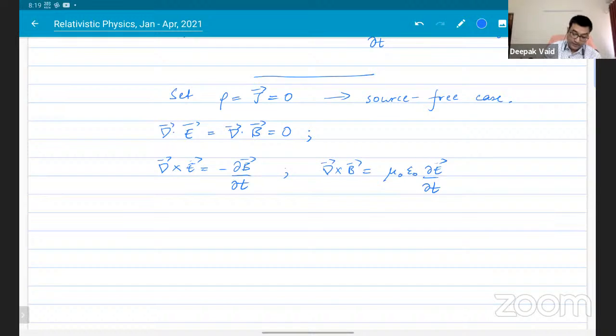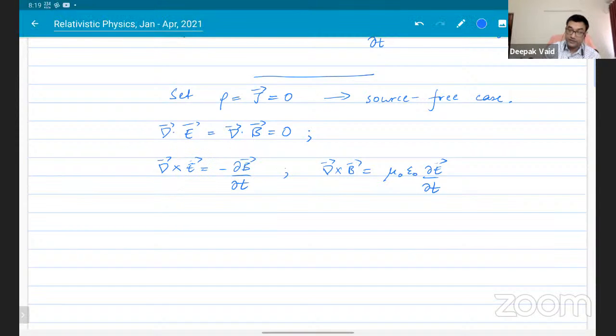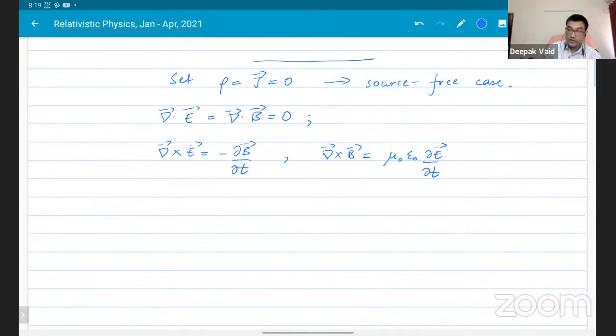So now what we can do is, one equation writes the electric field in terms of the magnetic field. The other writes the magnetic field in terms of the electric field. So we can just take one equation and substitute in the other, right? Here we have curl of B. So we can take the curl of Faraday's law. That means we take the curl of this expression.